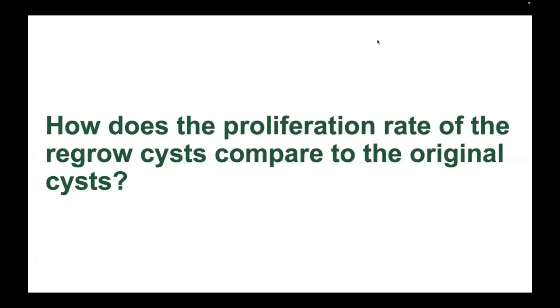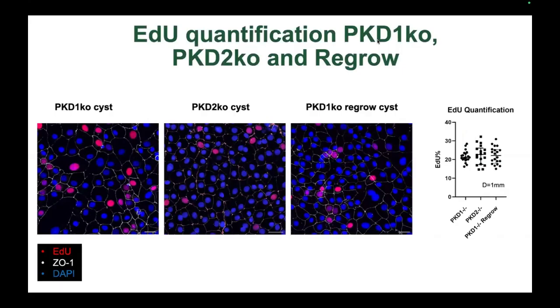And so from here, I wanted to ask, how does the proliferation rate of the regrowth cyst compare to the original cyst? So how are these cells proliferating? Is the proliferation rate, are they even proliferating at all? So here we have a PKD1 knockout cyst, PKD2 knockout, and a PKD1 regrowth cyst. I am currently working on getting the PKD2 regrowth cyst stained, and that data is being currently worked on.